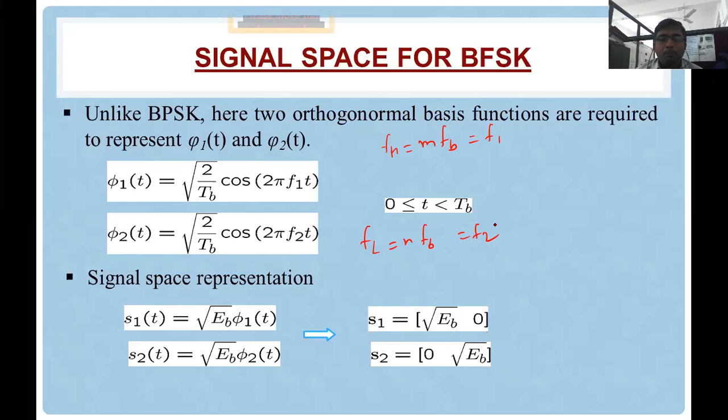And if you have to plot the coordinate of this s1(t), it is square root of Eb, 0, meaning the x coordinate is square root of Eb and the y coordinate is 0. So s1 basically lies on the in-phase component, meaning the x axis. Similarly, s2 will lie on the y axis. That's why the x component is 0 here and the y component is square root of Eb.